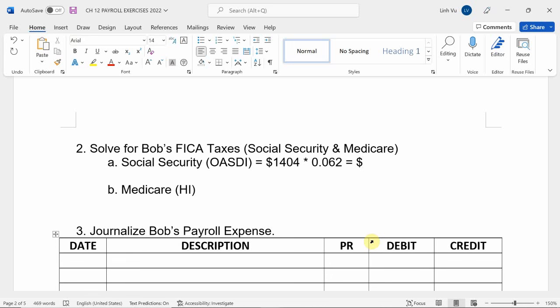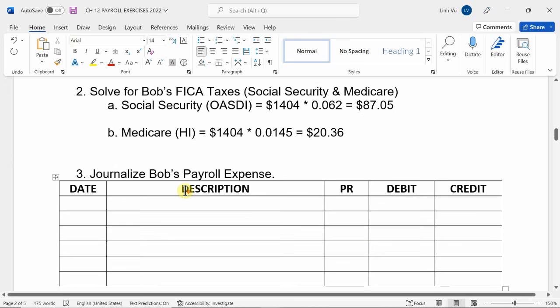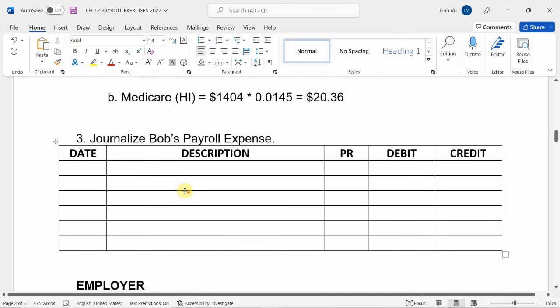Off of gross earnings, right? So he earned a total of 1404. So that gives you 87.05. Okay. What about Medicare? That's 1.45%. As that would give you $20.36. Okay. So then let's go ahead and journalize Bob's payroll expenses.